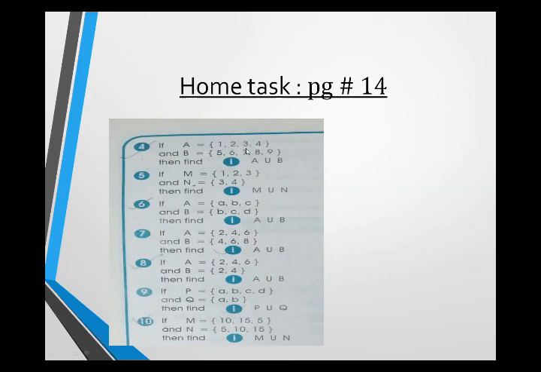And students, please do only the first part of all of these questions, because in the second part we discuss the intersection, and we discuss the intersection in our next lesson. So you should do only the first part of these questions. Students, I hope that you will understand. Please do the home task in your fair copy only. This is your home task. You should do it in your fair copies.